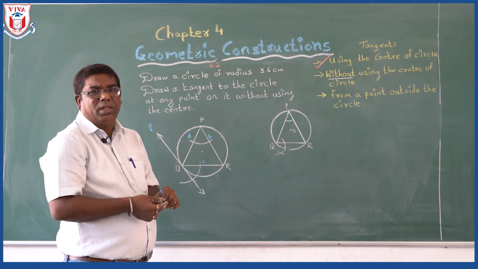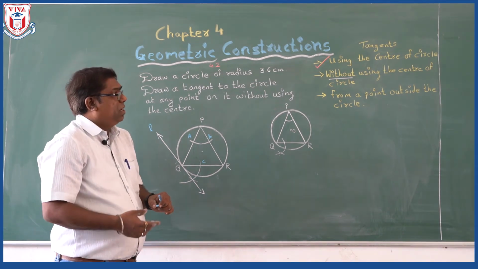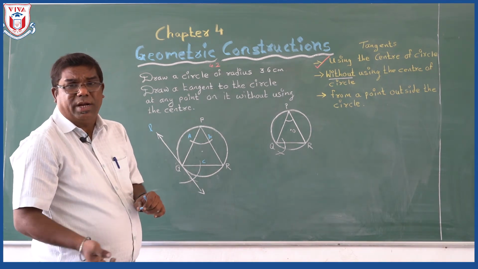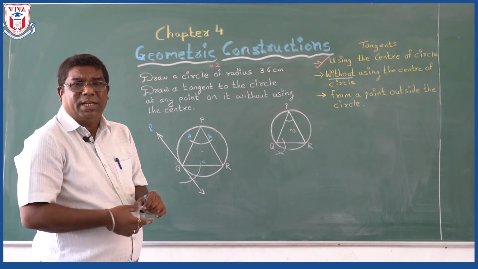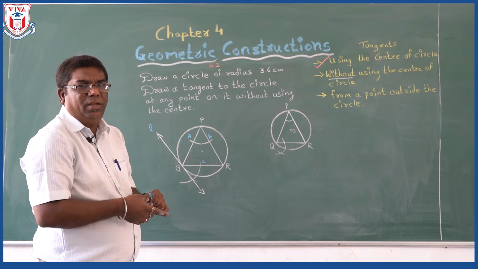Okay, we will jump to the third concept. The third concept is the tangent to be drawn outside the circle. The point will be given externally. From there we are supposed to draw the tangent. Let's see the third concept.